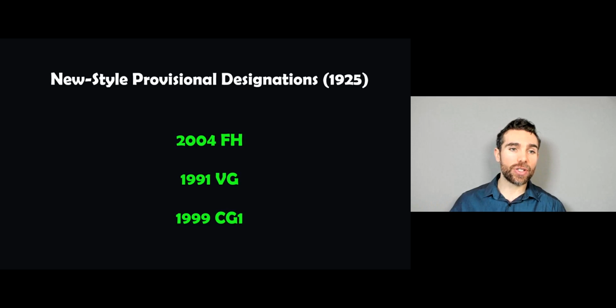Well, it first starts with the New Style provisional designation. Now, it's called the New Style and it came into place in 1925, so it's not necessarily new in that sense, but this is the current system that's being used, and you would get a designation that looks a little bit like this. It's a bit like a code, and this is where it really starts when they first get discovered. They get this particular code-like name.